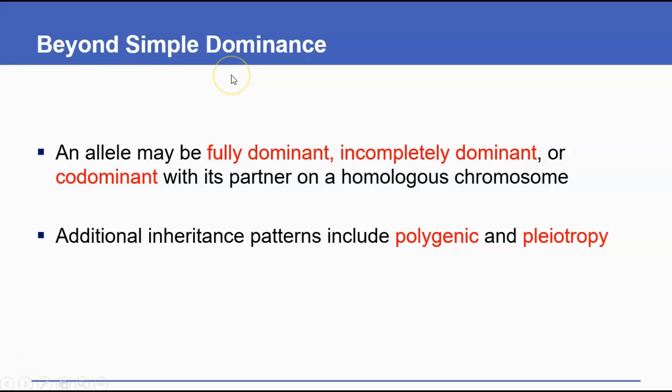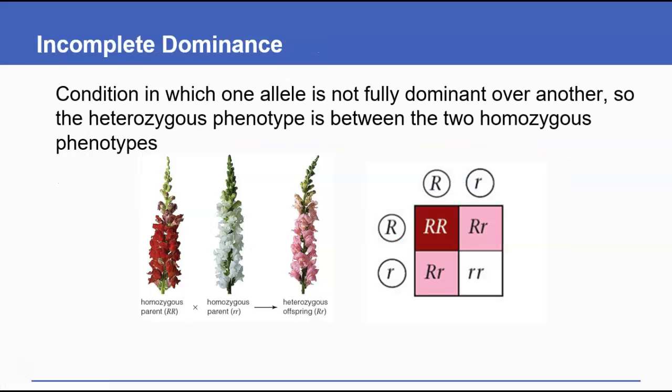So beyond simple dominance, we're going to learn about incomplete dominance and codominance. We're also going to learn about polygenic, pleiotropic, and epistatic inheritance patterns. First thing is incomplete dominance.